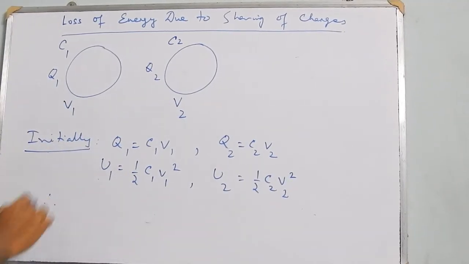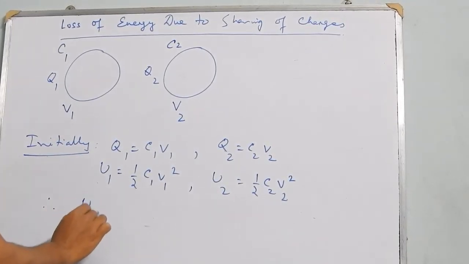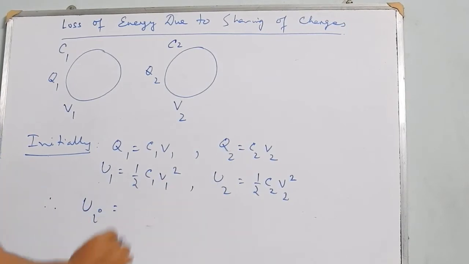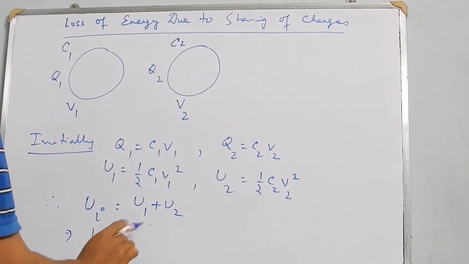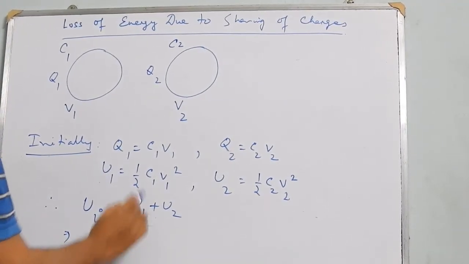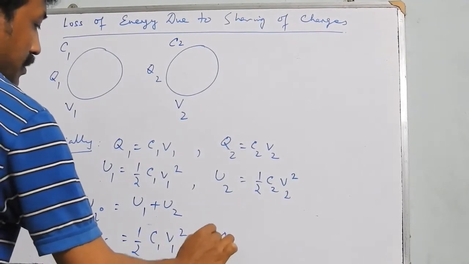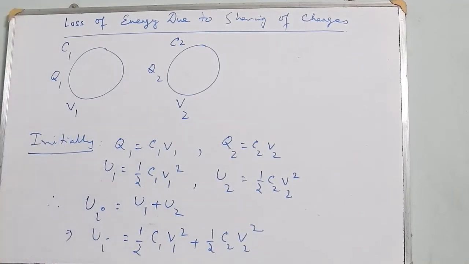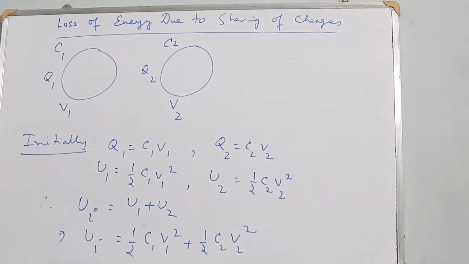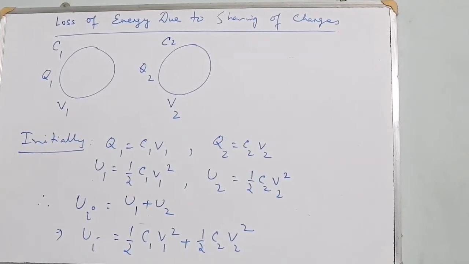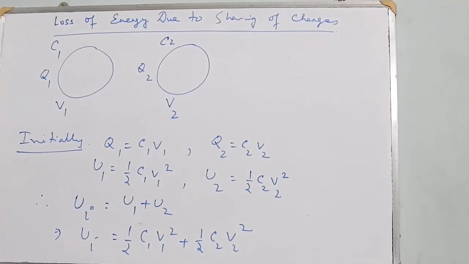So therefore, the total electrostatic energy stored by the system is U initial, Ui, which is U1 plus U2, and this Ui will be half C1V1 square plus half C2V2 square. Now suppose we connect both these conductors by a metallic wire. When we do so, charges begin to flow until both these conductors achieve a common potential.